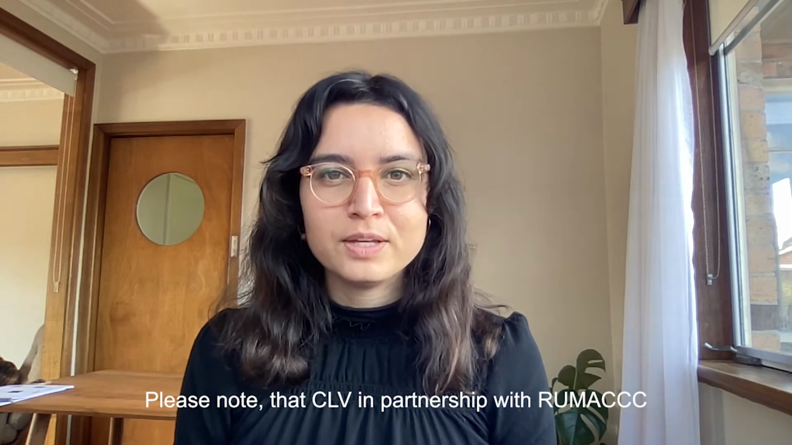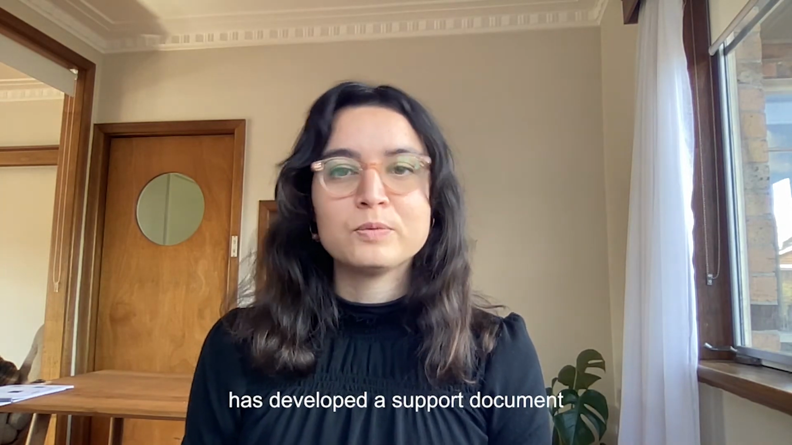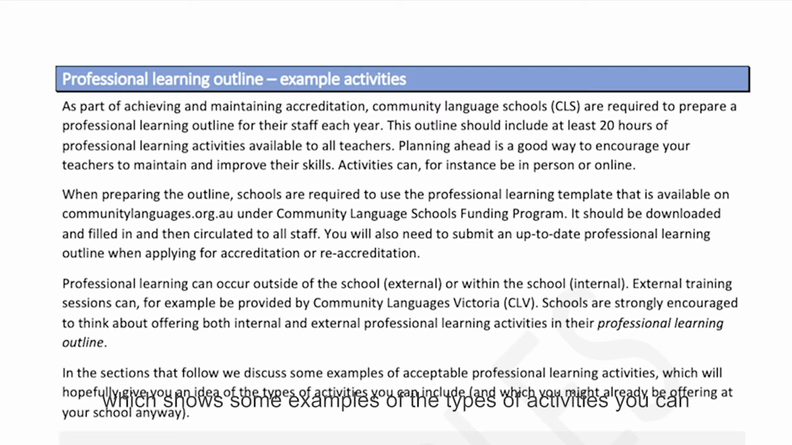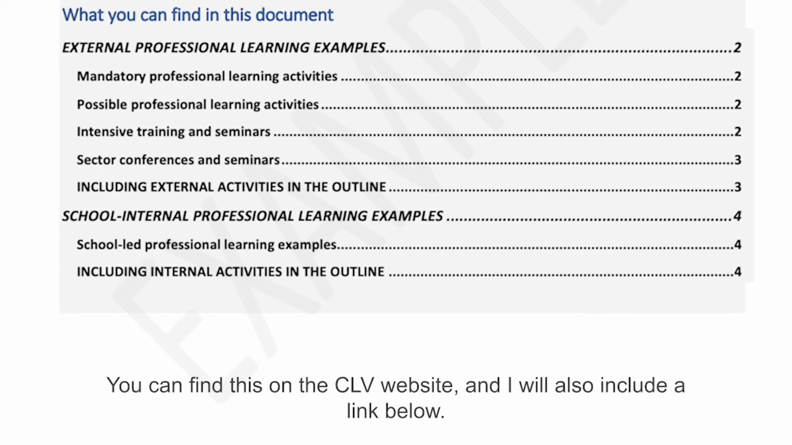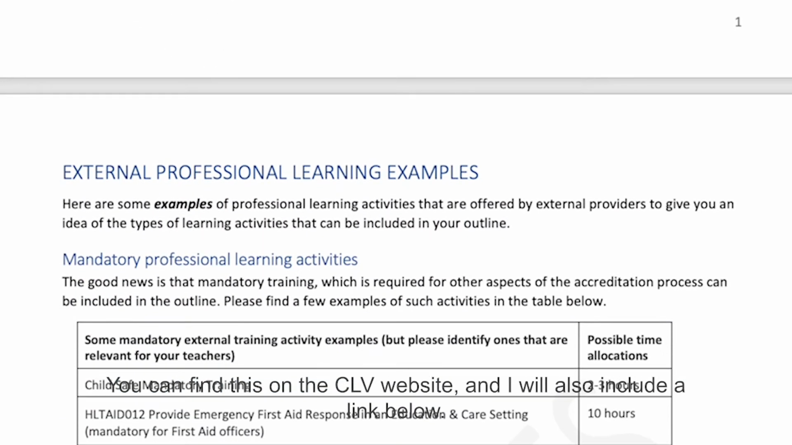Please note that CLV, in partnership with RUMAC, has developed a support document which shows some examples of the types of activities you can include in your professional learning outline. You can find this on the CLV website, and I will also include a link below.